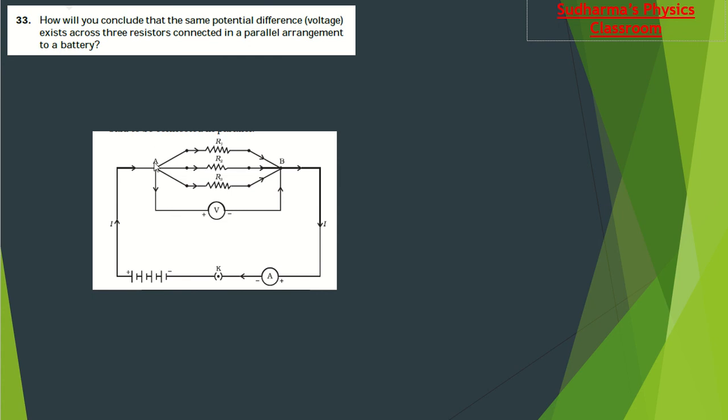Okay. So first you can say that in the first step you connect the voltmeter between A and B, that is R1. Across R1 you connect the voltmeter. You will note down the reading. Then remove that and connect the voltmeter across R2, then across R3. In all the cases you can see that the voltmeter reads the same value.